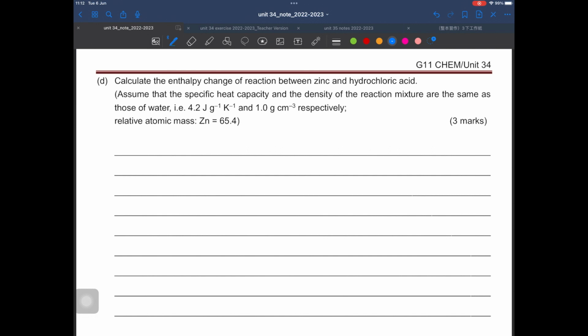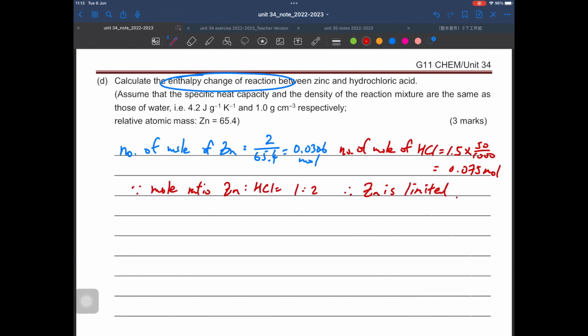Next, you are asked about the enthalpy change of reaction. Now first, find the number of mole to see which one is in excess or which one is limiting. Here it shows. With the mole ratio, we know that zinc is the limiting reagent. Next, we're going to calculate the energy released in the experiment with our famous formula, mc delta T. Now, this one is actually the volume times density to get the mass, which most students often neglect.